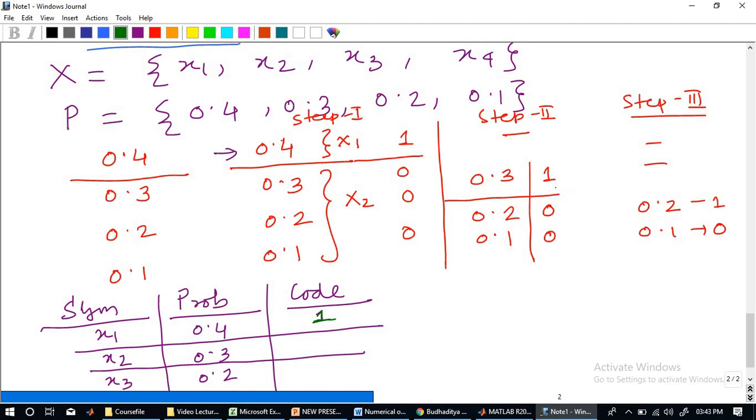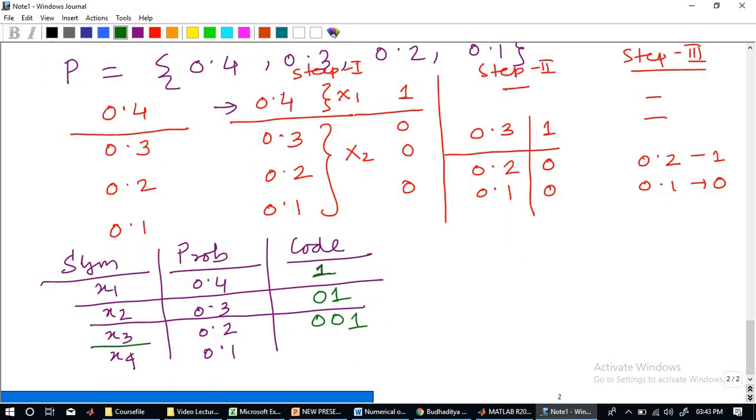Second step had 1. Third step we don't have anything. So 0 and 1. So your elements are in this case as 0. For the x3, we have x2, we have the first step as 0. Second step we have 0. Third step we have 1. So 0, 0, 1. And as far as 0.1 is concerned, anyone? Correct. So you have 0, 0, 0.